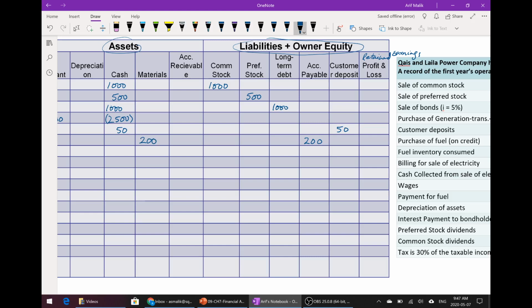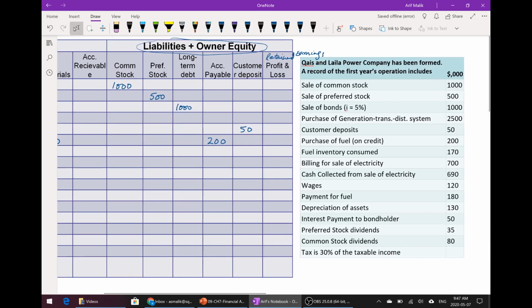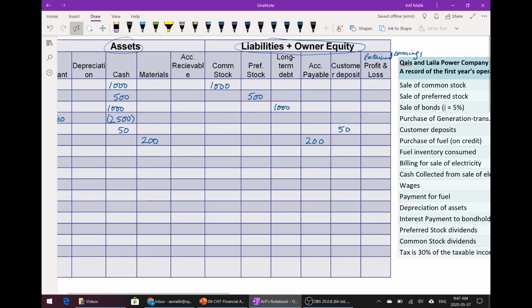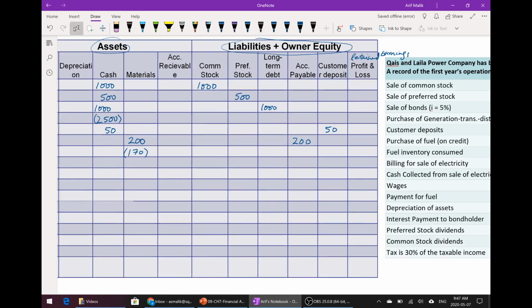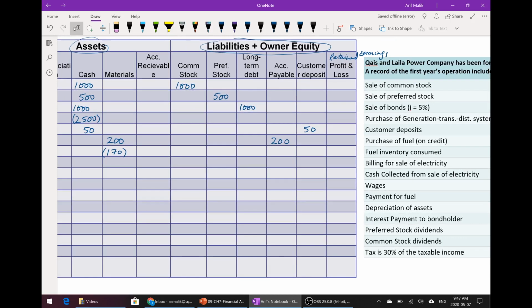All right, then the fuel inventory consumed is 170. It's an expenditure. The fuel inventory is consumed, which means that materials have become less. We say 170 is used up. Now it is used, it's an expenditure. So we have a retained earnings or profit and loss account here. We put 170 as expenditure.